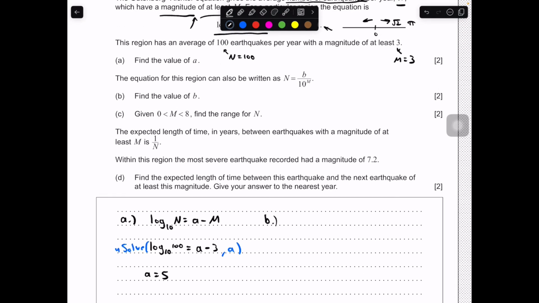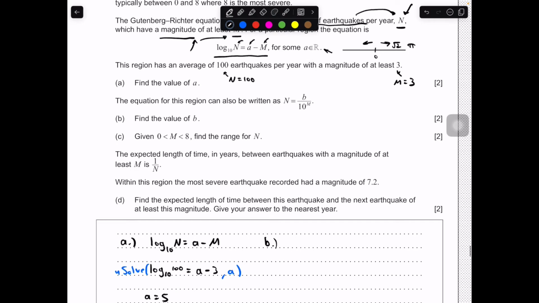Question B. The equation for this region can also be written as n is equal to b over 10 to the power of m. Find the value of b. Okay, so this is actually going to be important for later. This question kind of reads almost like a paper 2 in that you need to draw from earlier parts. So find the value of b.